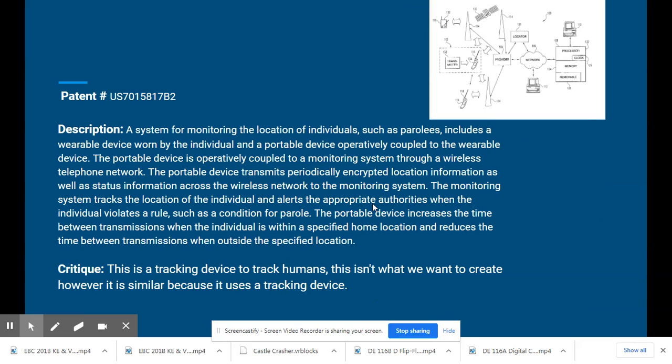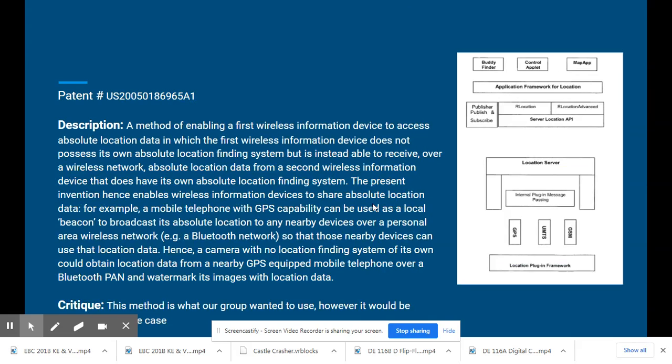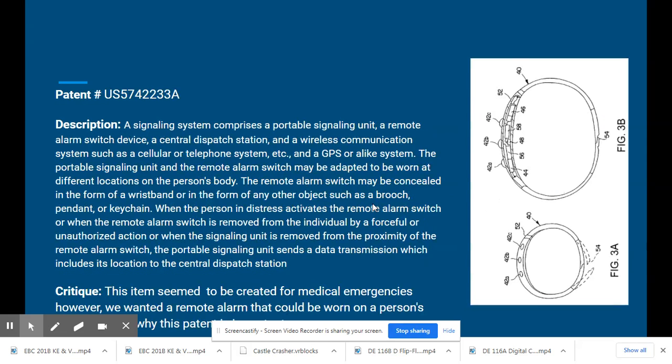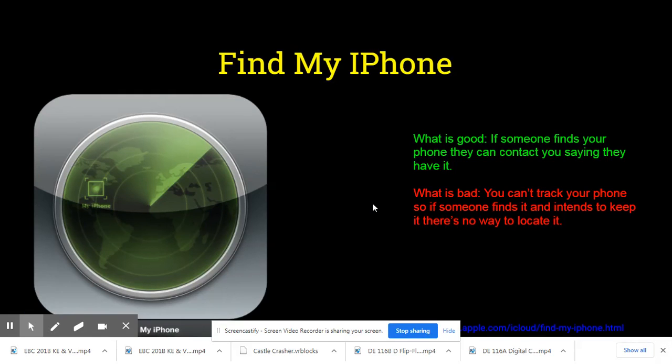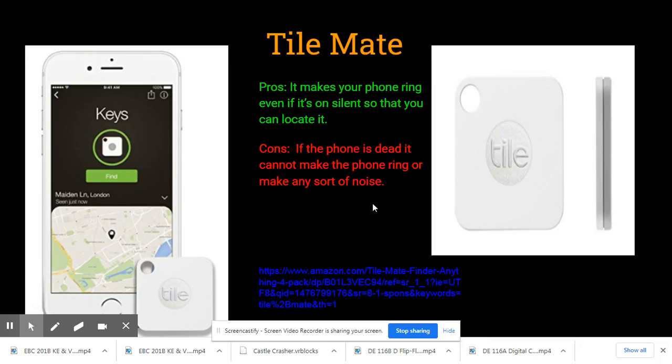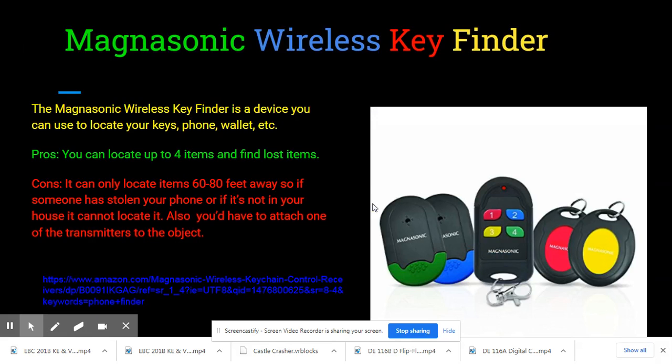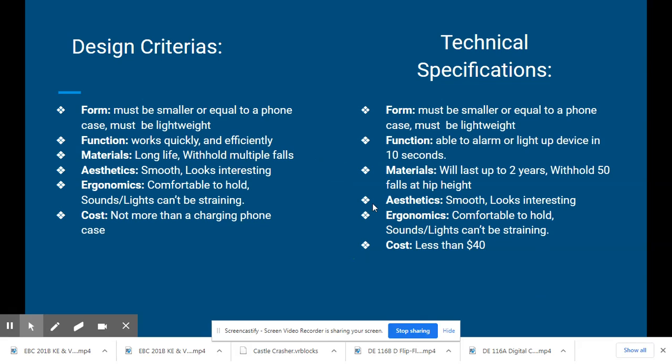These are their patent pictures. They have a little critique on each patent, kind of a clever way to do that. It just talks about why it's relevant. These are previous solutions. They have pros and cons. Design criteria. These were their original design criteria that they had.